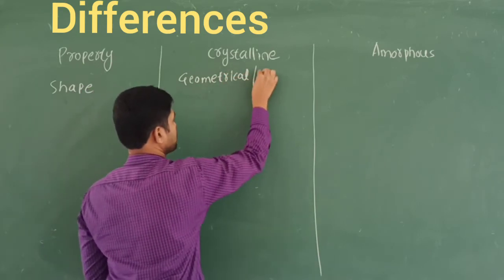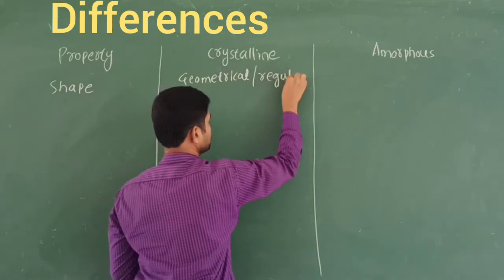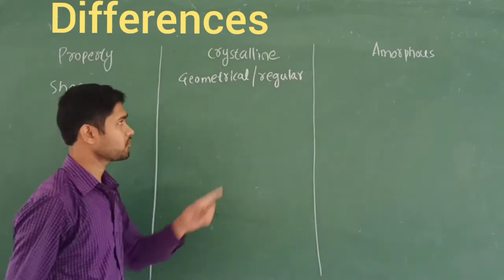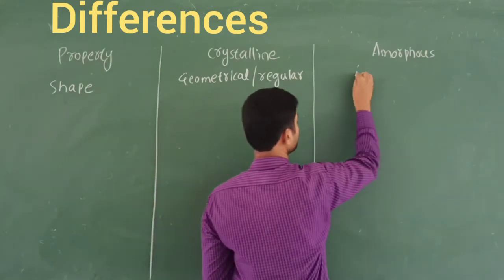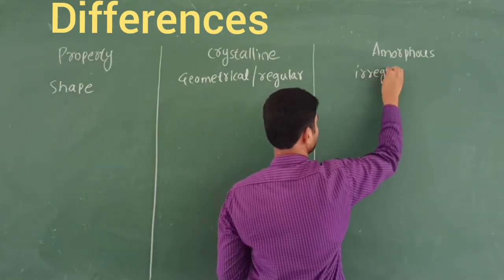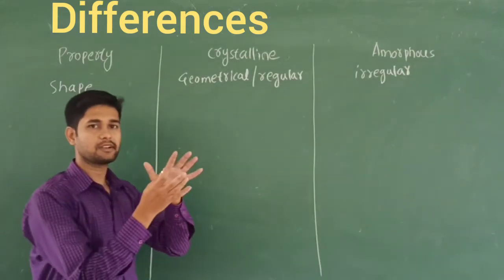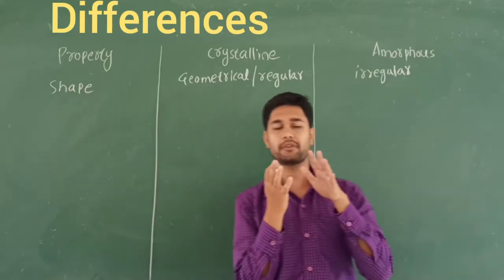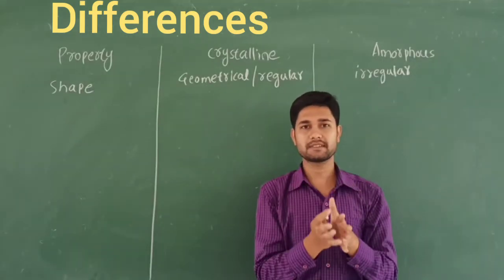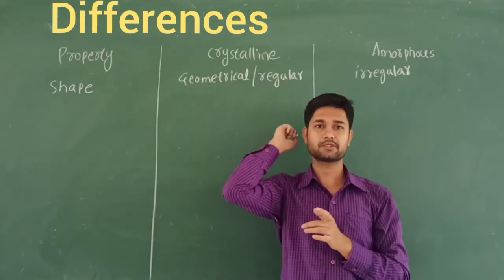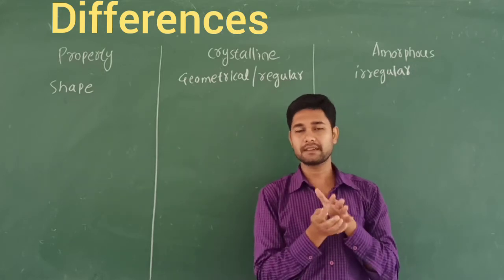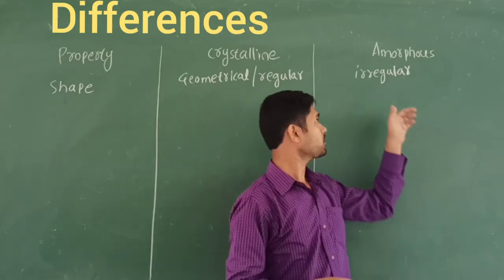Geometrical or regular shape, you can tell this one. Regular shape you can see here. What about this amorphous? It is an irregular shape. So because of the arrangement of the constituent particles, how will it be? If it is in a systematic, disciplined mode, that is called crystalline solid. If it is not, that is called indisciplined, that is called amorphous.